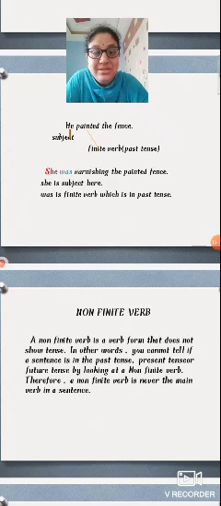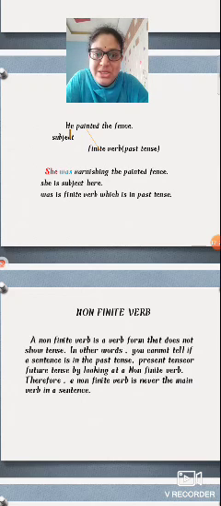Next, he painted the fence. So what did he do with the fence? He painted the fence. Here, the subject "he" and the verb "painted" come under the main verb, the finite verb, and it also shows the past tense.